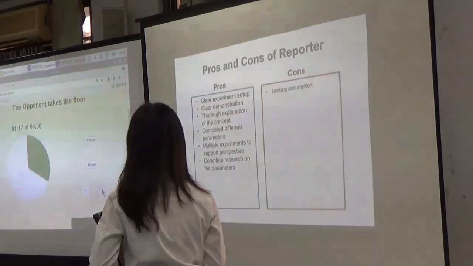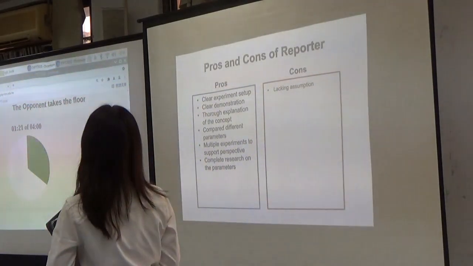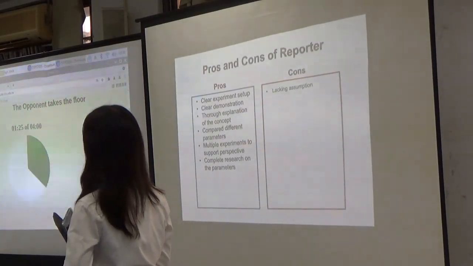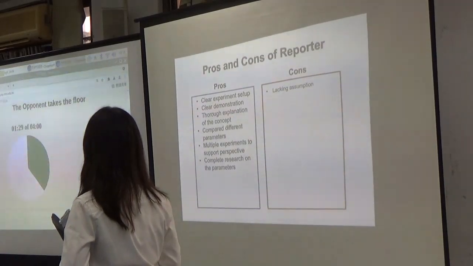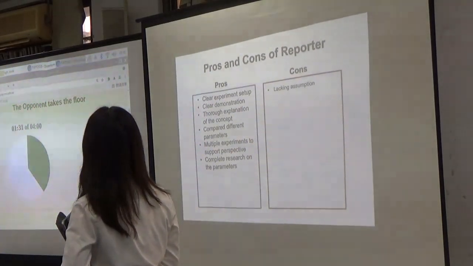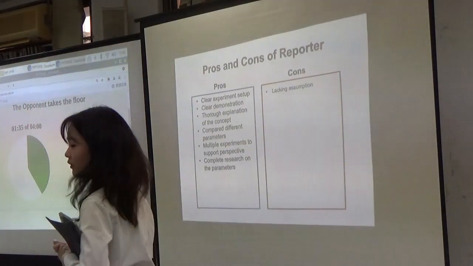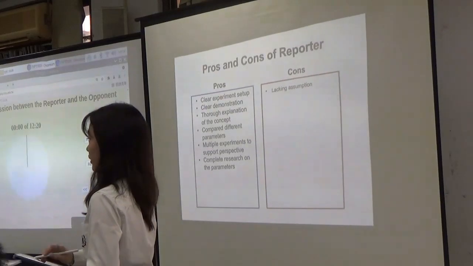And there are pros and cons of the report for the reporter. First, they have a clear experimental setup and clear demonstration, and a thorough experimental consideration. But the con is that they are lacking an assumption. Okay. And I think we can skip to the question.